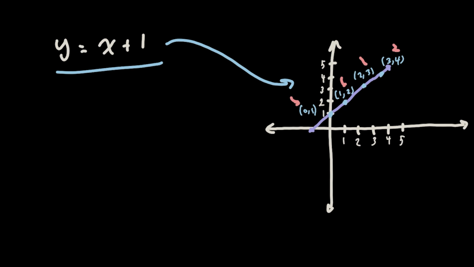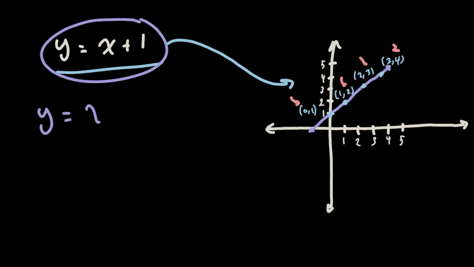Let me just try one point. So we have this equation. Let me write it again. We have y equals x plus 1. We can just use this point here. So it's 0 and 1. Basically, the first value is the x value. The second value is the y value. So we can just substitute now.